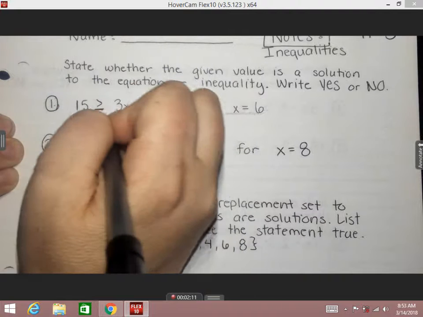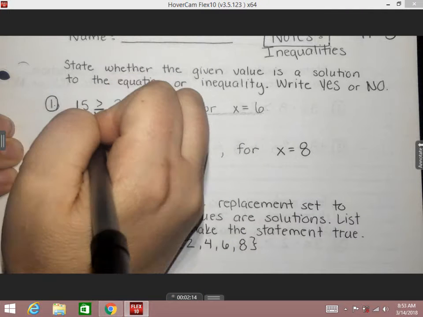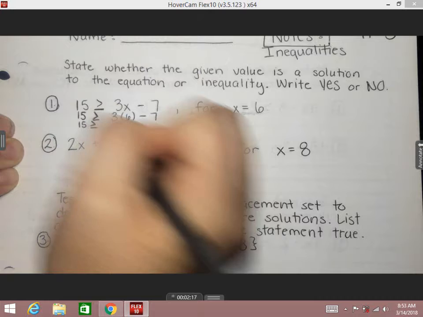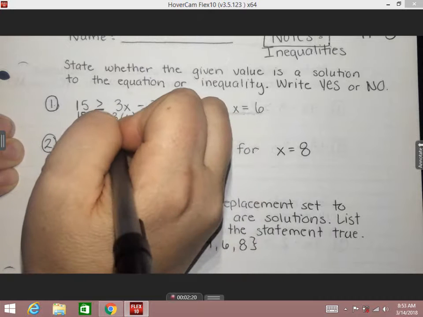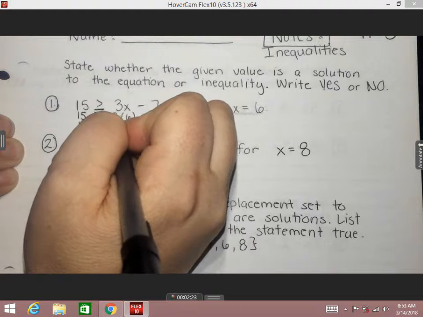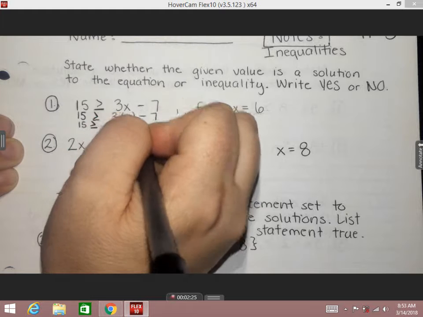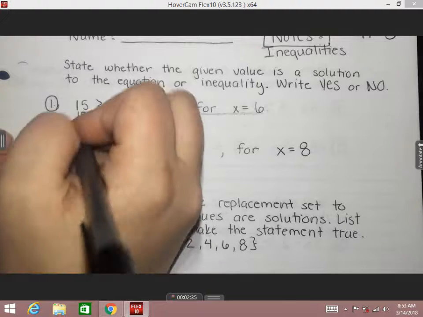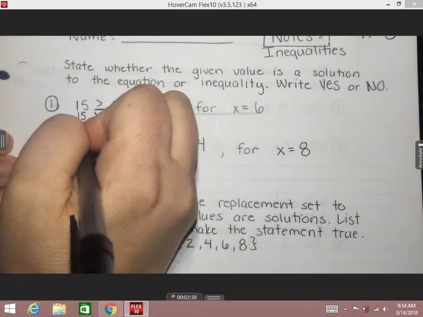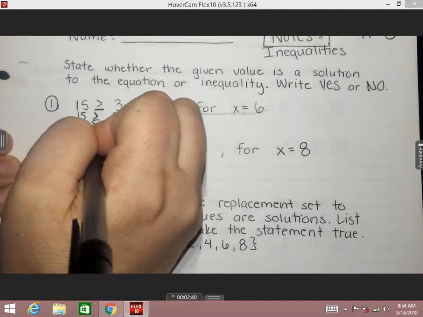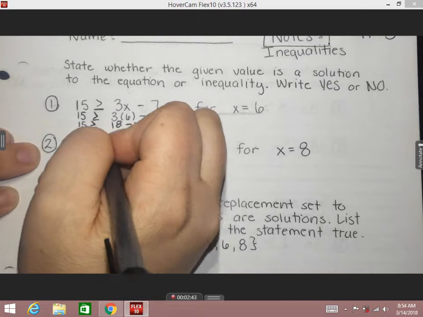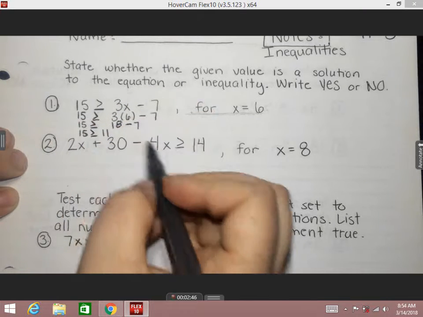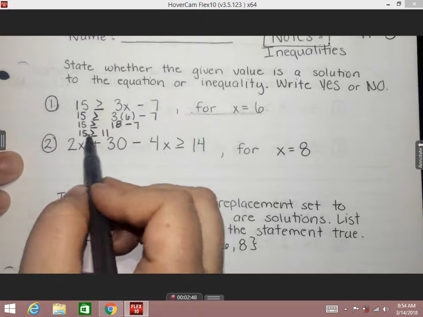Times. So, am I doing anything to the 15? No. Am I doing anything to my symbol? No. 3 times 6, though, that's where I'm doing my math, so I get 18. And then it says minus 7. All right, so now what's the only math that I can do? Brandon? 18 minus 7. So I get 15 is greater than or equal to, what does 18 minus 7 give us? 11.